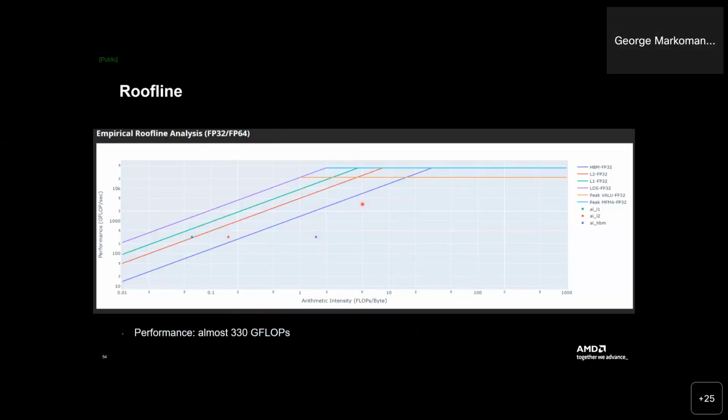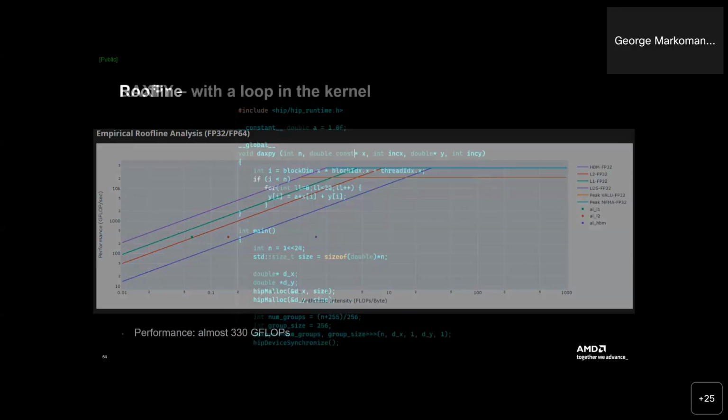I run the kernel, the roofline, and I see that my kernel is not good, it can be improved. It's not memory bound, and performance is almost 330 gigaflops here, I think. If I'm correct, yeah, I think it's correct. And what is happening here? I'll go back again.